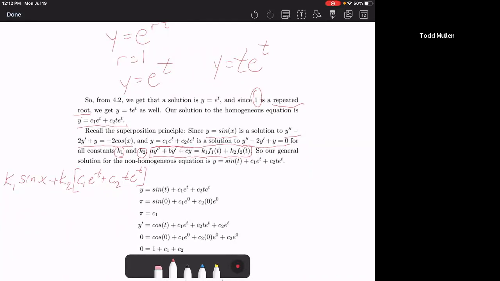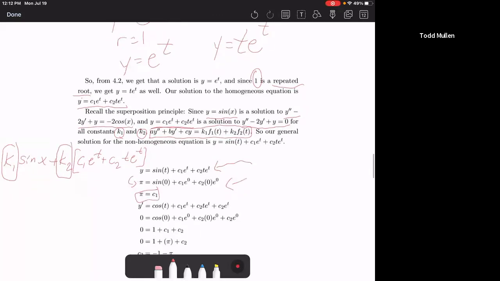Now, what are k1 and k2? Well, they're just 1. We didn't multiply them by anything. So we have that y is equal to sine t plus c1 e to the t plus c2 t e to the t by our superposition principle. Now we can finally plug in our initial values. Well, when y is equal to pi, t is equal to 0. That simplifies very nicely to just give us pi is equal to c1.